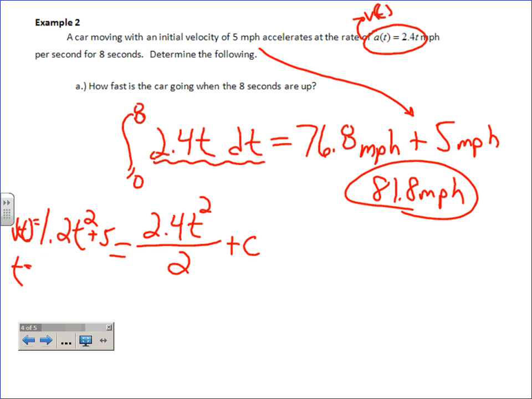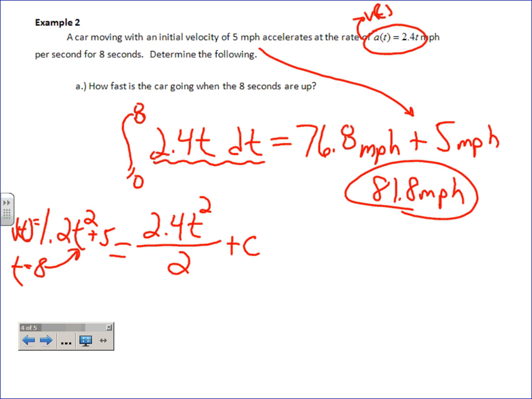And then why don't you just put in 8? Because that's really what you just did with that other problem. So if you just substitute in 8, just take a wild guess what you're going to get when you take 8 squared and take it times 1.2. 76.8? Yeah, wild guess on that one. And then add the 5. Are you going to get the same 81.8? Yeah, it's going to work out the same.